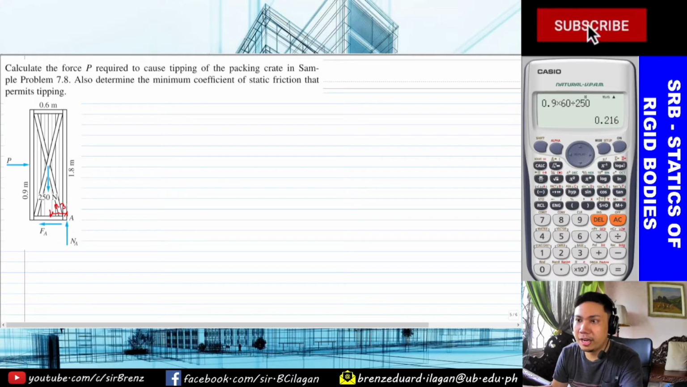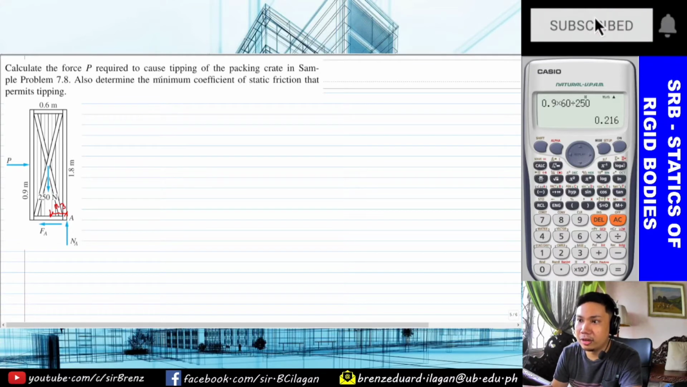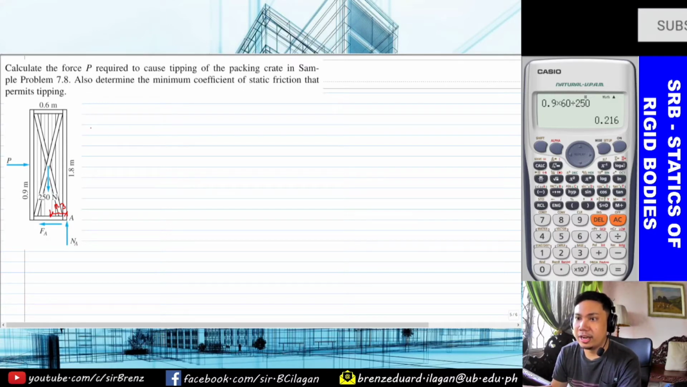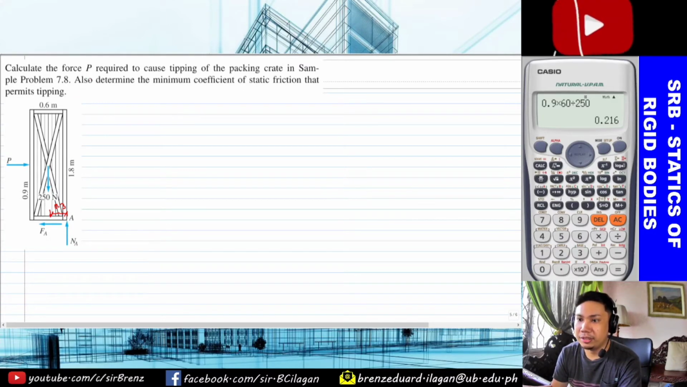So what are we asked to find here? Also determine the minimum coefficient of static friction that permits tipping. Alright, so with this, let us first find the force P. So, how do we find our force P?